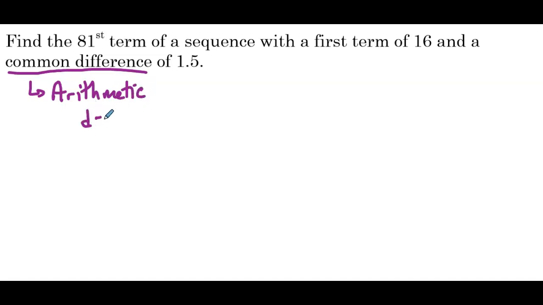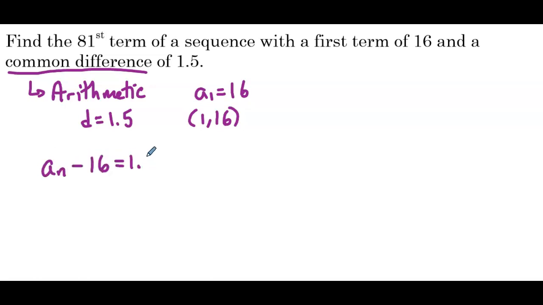So our common difference is 1.5. The first term is 16, so a sub 1 is equal to 16. We can express that as a point, 1, 16. So we can write the explicit formula here. a sub n minus 16 equals 1.5 times n minus 1. So a sub n equals 16 plus 1.5 times n minus 1.